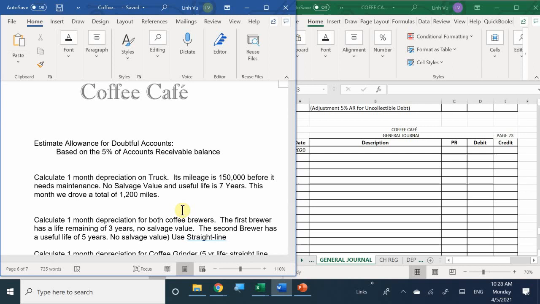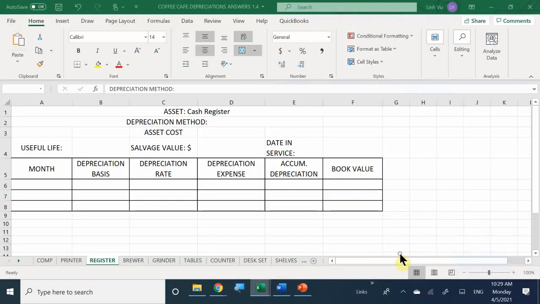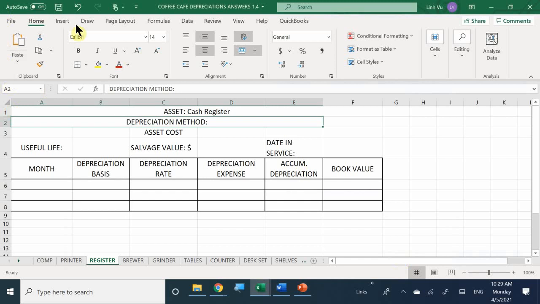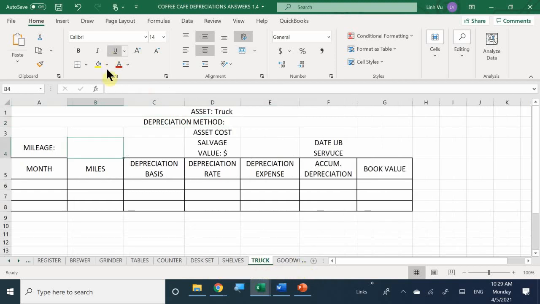This month, we drove a total of 1,200 miles. So this is where our depreciation tables are going to come into play. Here I have my depreciation table. First one we're going to look at is going to be our truck. Let me find the truck. I think it's the last. There you go, truck.